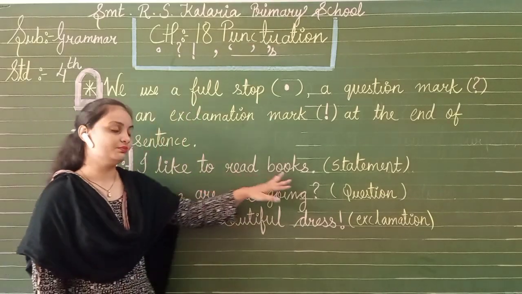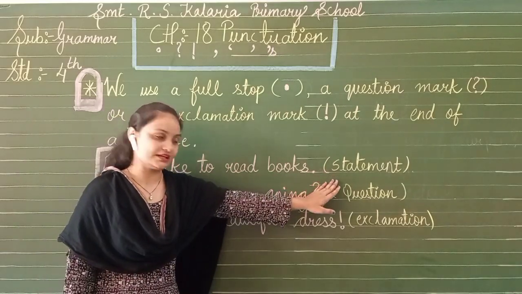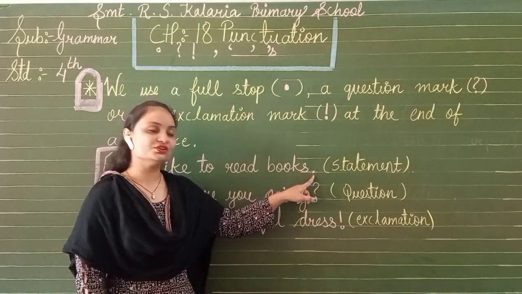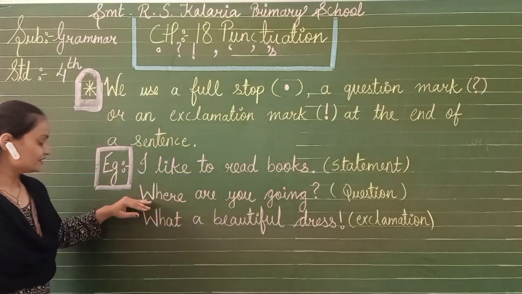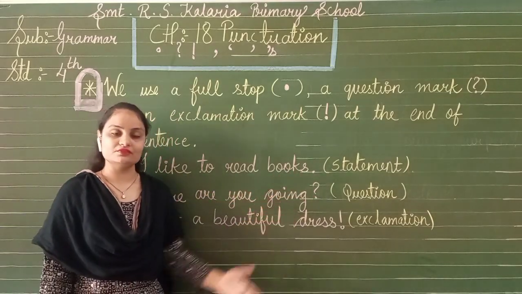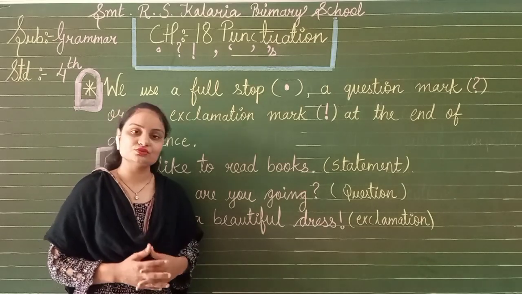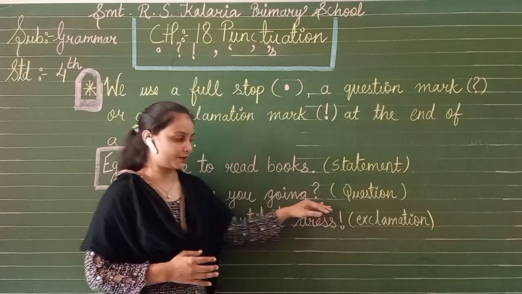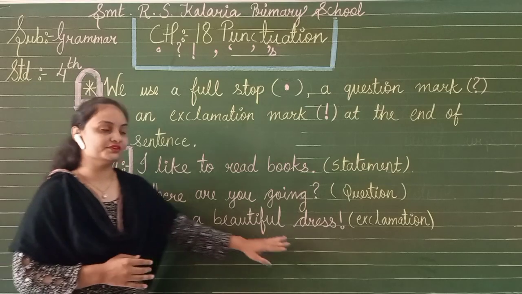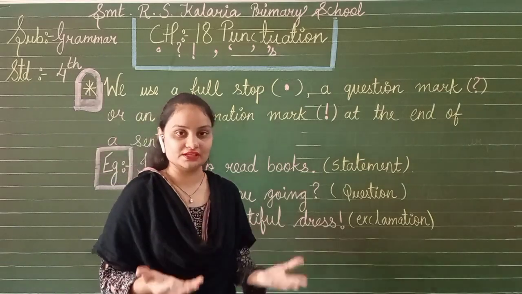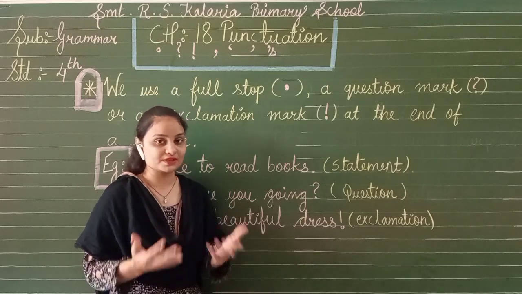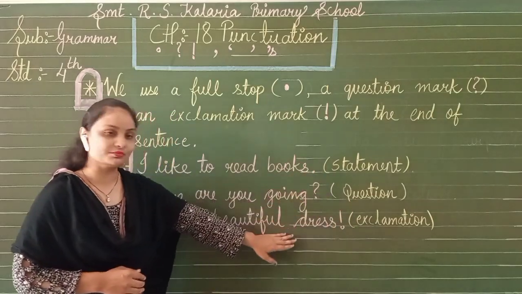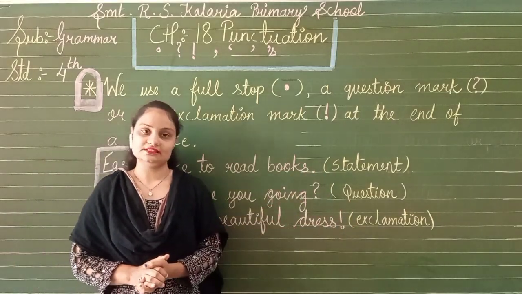I like to read books. Here this sentence is a statement. As I told you, with a statement type sentence we are using a full stop. So at the end of the sentence there is a full stop. Then, where are you going? Here we are asking a question. So as I told you, when we ask something, at that time we are ending that sentence with a question mark. Third is, what a beautiful dress! Here we are expressing our feelings about the dress, and when we express something, that thing ends with an exclamation mark. So students, these are the marks which are used at the end of sentences.